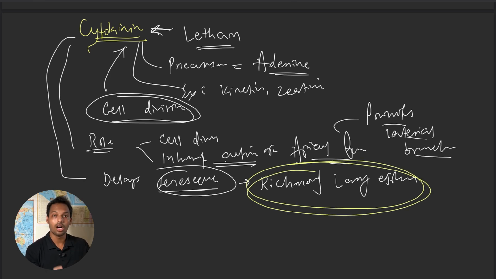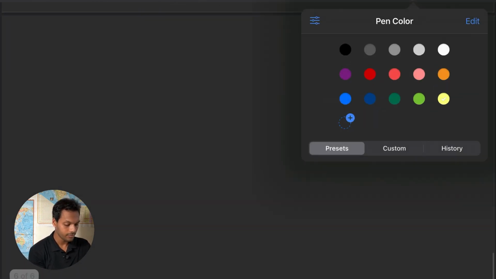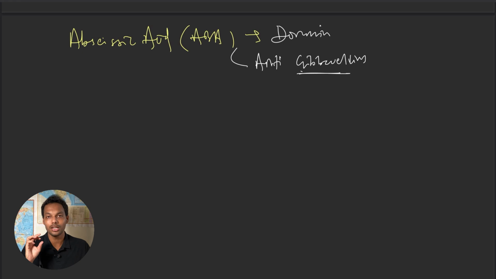Then two other phytohormones are left, abscisic acid and ethylene. So let's discuss abscisic acid or ABA. It is also called dormin, or famously anti-gibberellin. Because gibberellin inhibits dormancy, dormancy being a suspended growth phase, whereas abscisic acid promotes dormancy.